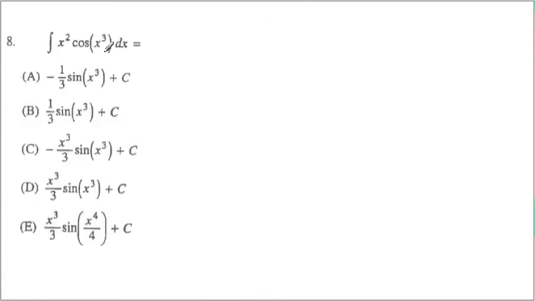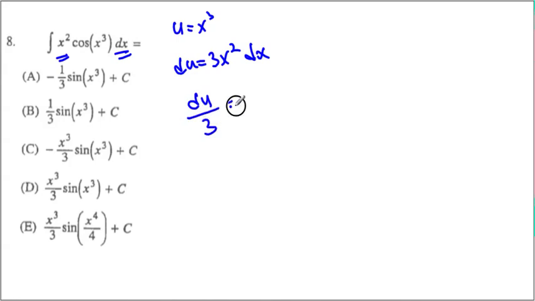All right, so how are we going to do this one? Why don't we set u as x cubed? Then what do we realize? du is equal to 3x squared dx. So here we have dx, here we have x squared. The only thing we do not have is 3. So when you divide by 3, we get du over 3 is equal to x squared dx.